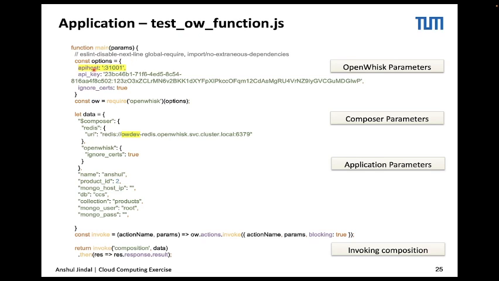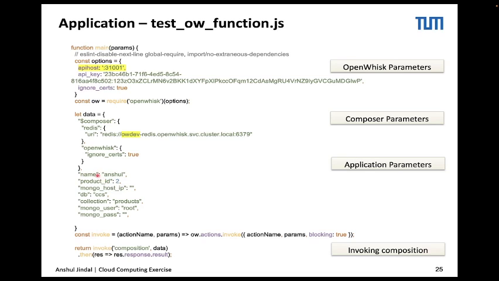For that, within that particular function itself, you can specify the API host information, which is the OpenWhisk API information. Then the Redis. This Redis, you don't have to change. It should remain the same because we are using the Redis of OpenWhisk. This is, by default, the URL of the OpenWhisk Redis.